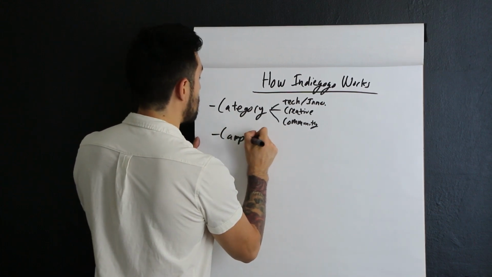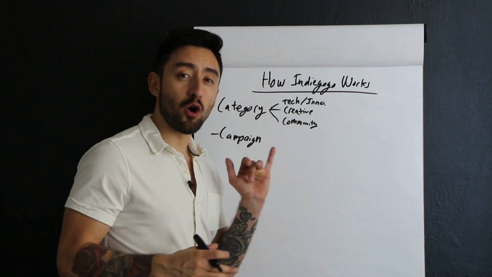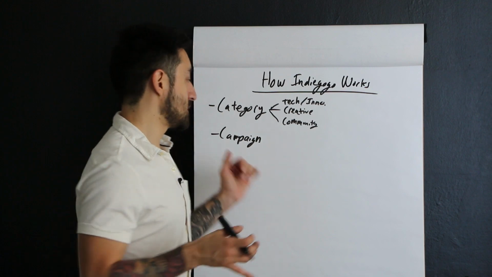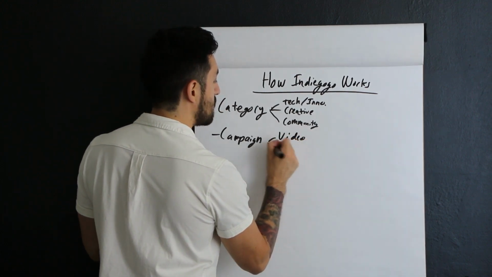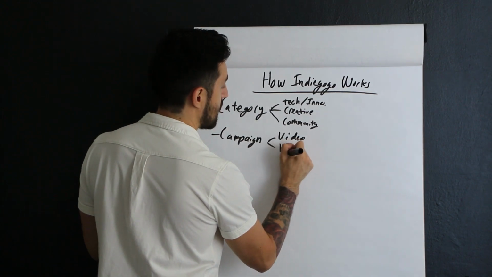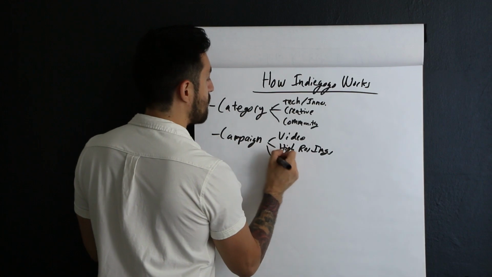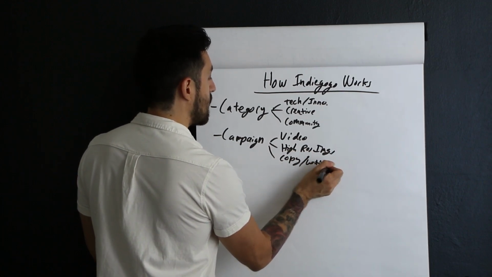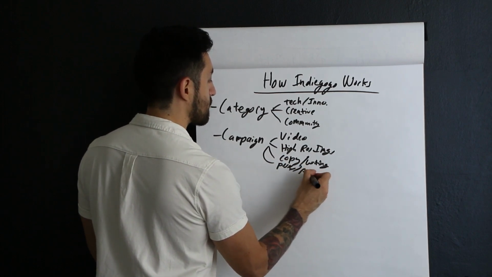When you do an Indiegogo project, it's called a campaign. We word it that way for a number of reasons, but that campaign will have things like a video, a pitch video. It will sometimes have high-res images. So we'll say images. It will also have copy, which is also known as writing on the actual page. And it will also have other things that we call perks or rewards.